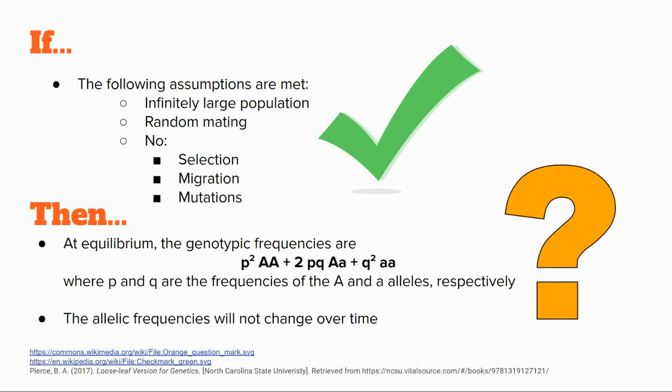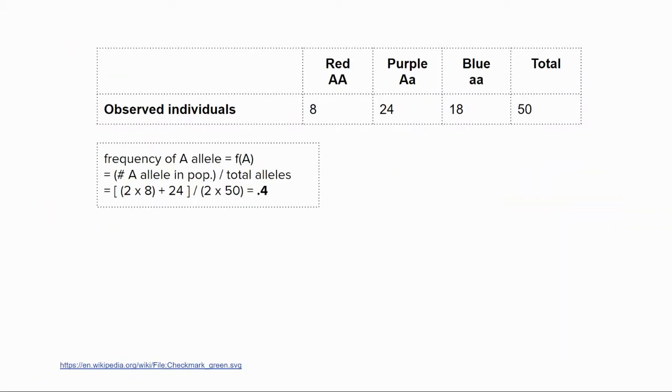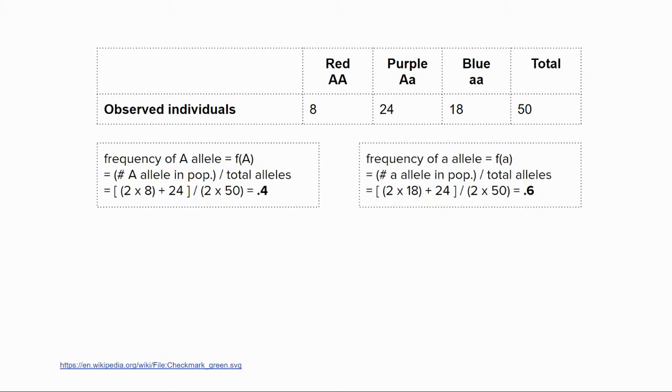To find the frequency of the big A allele, we'll take 2 alleles each from our 8 red individuals and add to it 24 big A alleles from our heterozygotes, then divide by the total number of alleles, which is 2 times 50 or 100. That gives us a frequency of 0.4. We then do the same thing for the little a allele to get a frequency of 0.6.